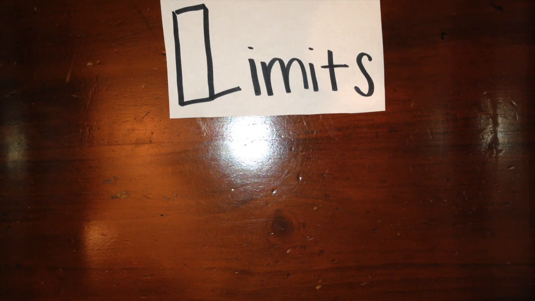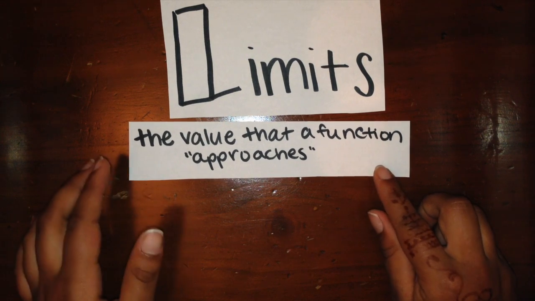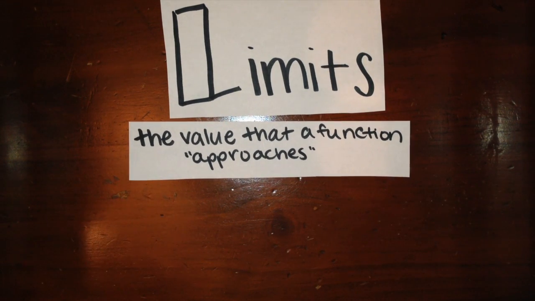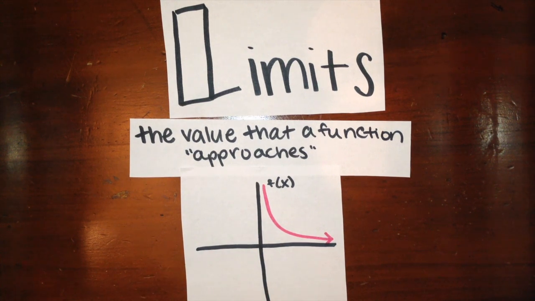And so basically the definition of a limit is the value that a function approaches. So for example, if you take a look at this graph, you can see that f of x, this pink line here, as the x value increases, the y value gets closer and closer to 0. So in this case, our limit would be 0.